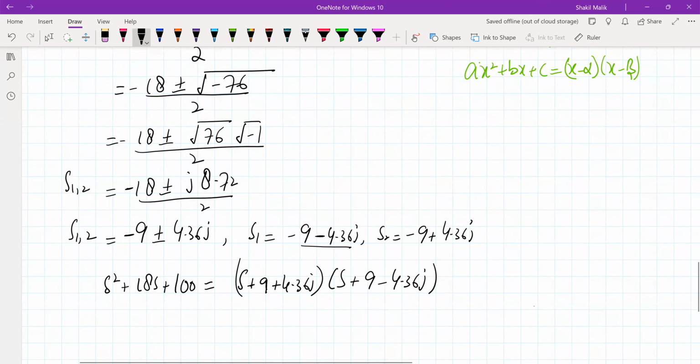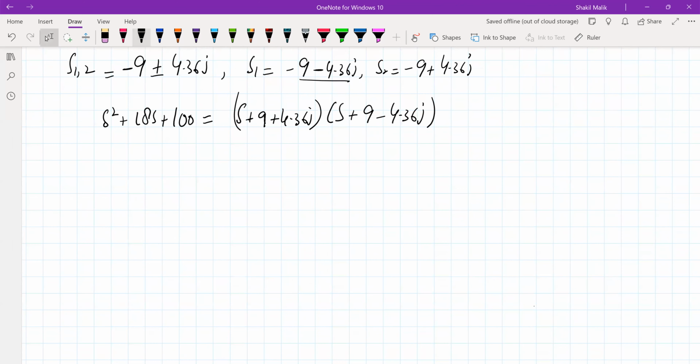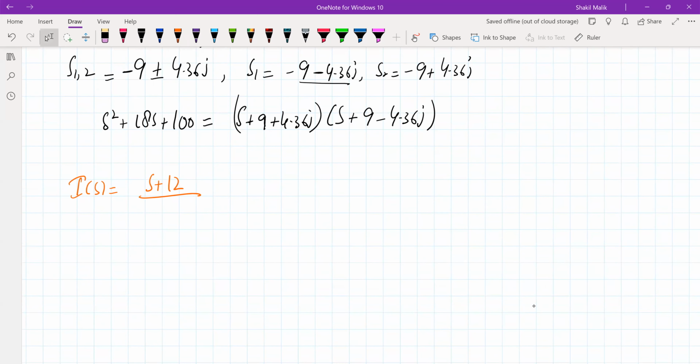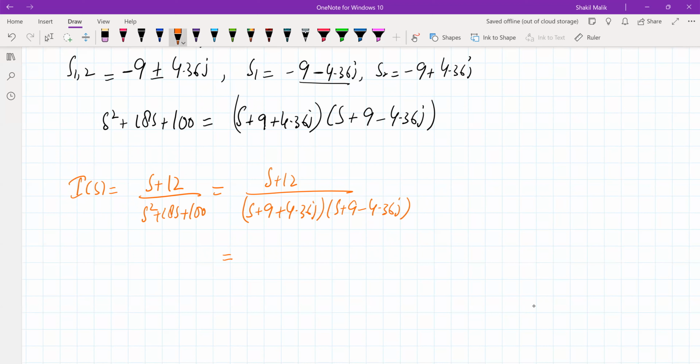Now we can use the partial fraction expansion. We have I of s equal to (12 plus s) divided by the original polynomial s square plus 18s plus 100. That I can write as (s plus 12) divided by (s plus 9 plus 4.36j)(s plus 9 minus 4.36j). So this we can write as a partial fraction.